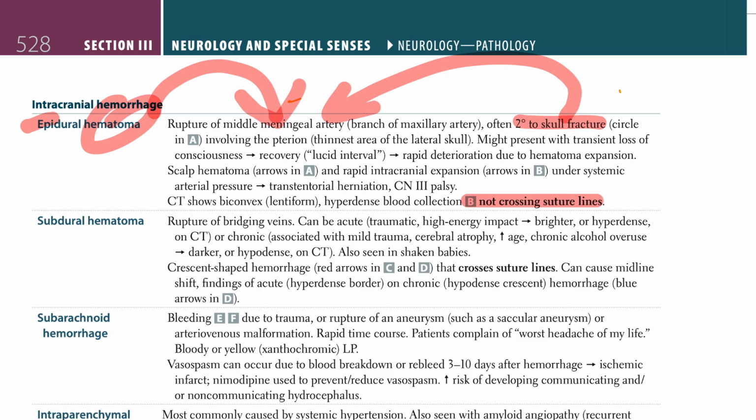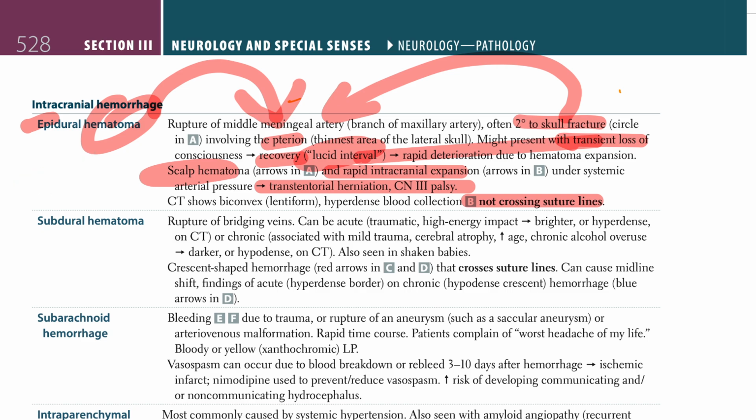Okay, in here, what is the thinnest part? The pterion, right? That leads to transient loss of consciousness, recovery, lucid interval, but rapid deterioration. Scalp hematoma, which increases the ICP, will lead to transtentorial herniation, CN3 palsy, but also increased signs and symptoms of ICP increased. And CT will show high yield because the sutures are intact.